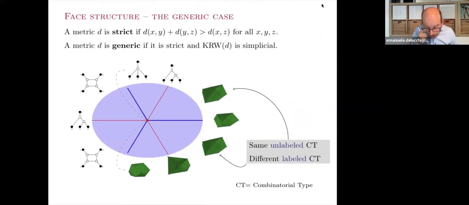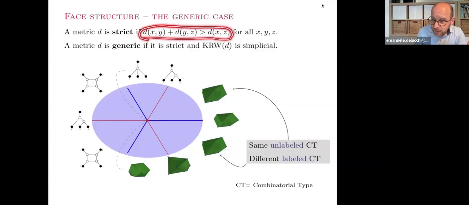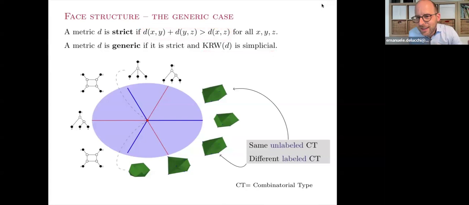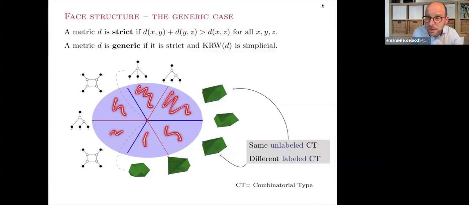So I want to tie up the stratification and the face structure of the polytope with the last case. There is something that some literature calls generic metrics. So when is a metric generic? First of all, if the triangle inequality is always strict, and if the polytope is simplicial. This is of course a little bit strange. We don't know the polytope, but I call a metric generic if it is strict and the polytope is simplicial. In our 4-point case, this is exactly the case in the chambers of the arrangement, okay? Basically, generic means you are in the highest dimensional cones of the type fan of these KRW polytopes, okay?